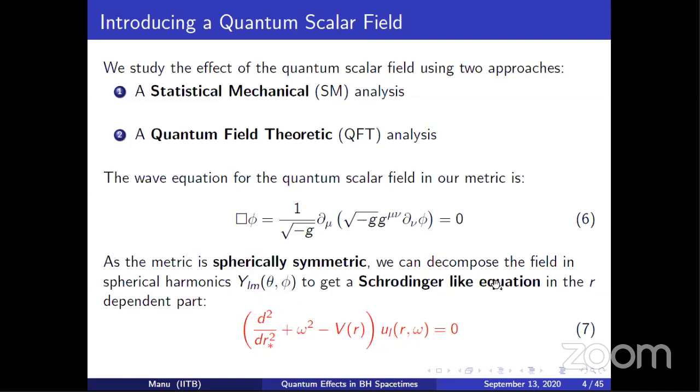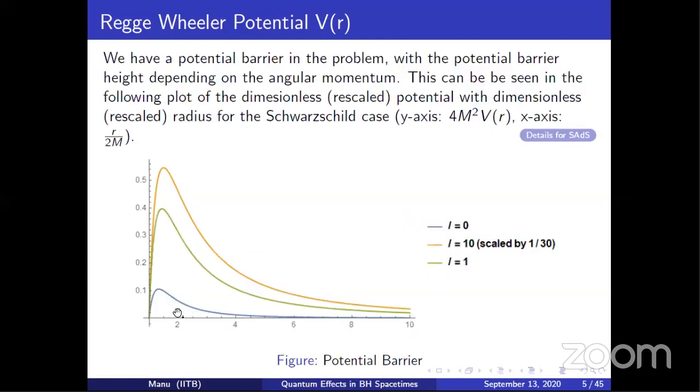And in terms of the radial dependent part, what we get is a Schrodinger-like equation, which is equation 7, with a certain potential. What I would like to point out is that this potential, for the Schwarzschild black hole case, is called the Regge-Wheeler potential, and it looks something like this. On the x-axis is the radial distance scaled by the horizon radius, and on the y-axis is the potential.